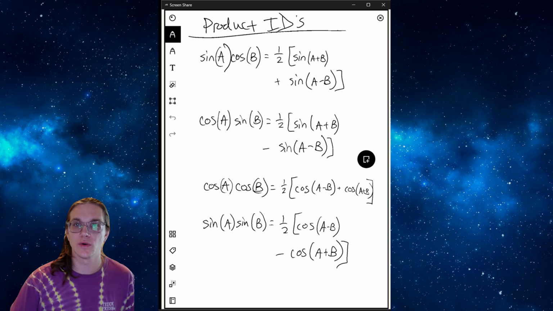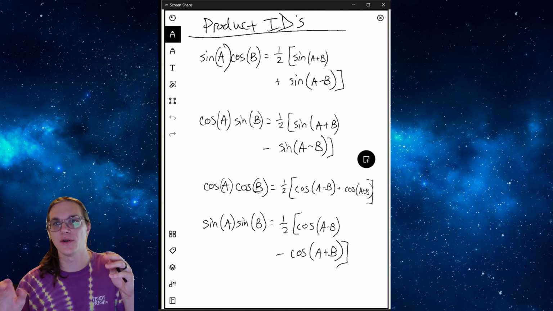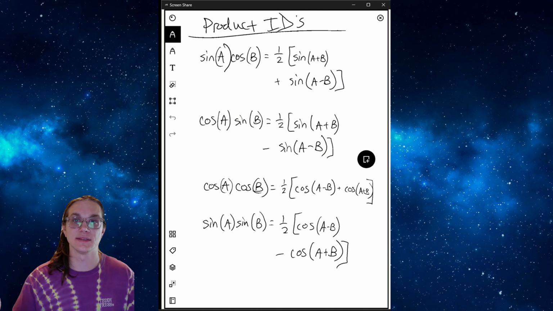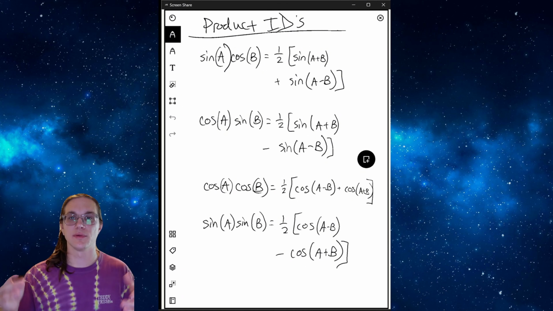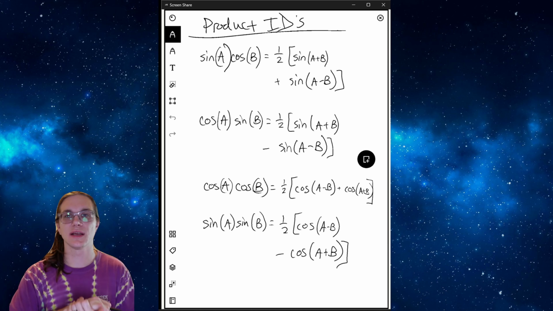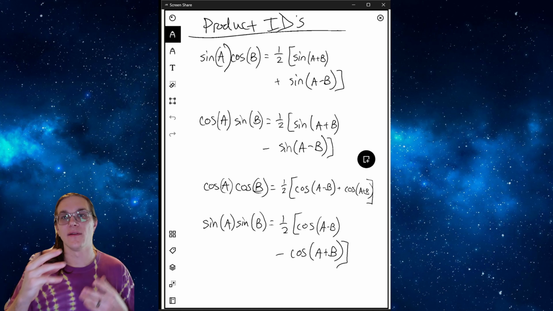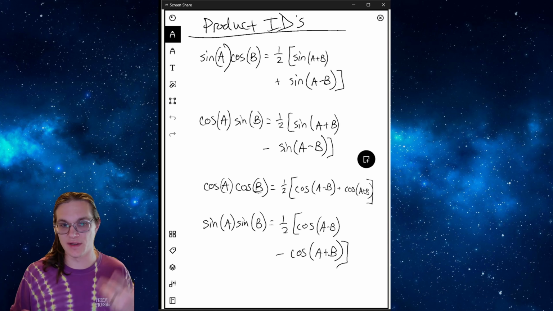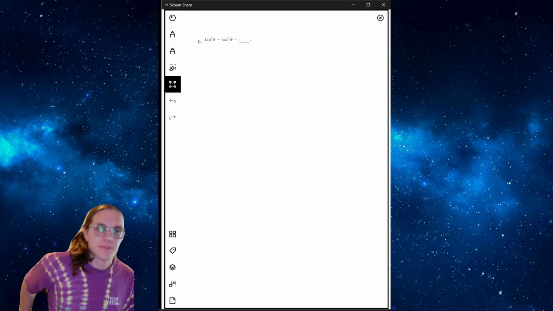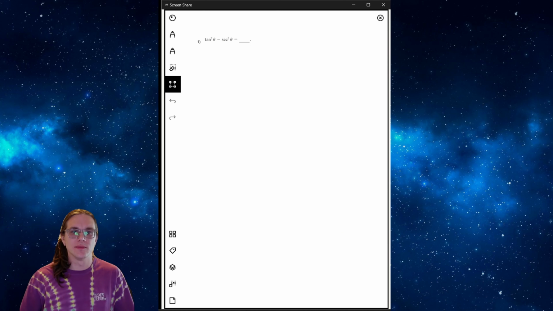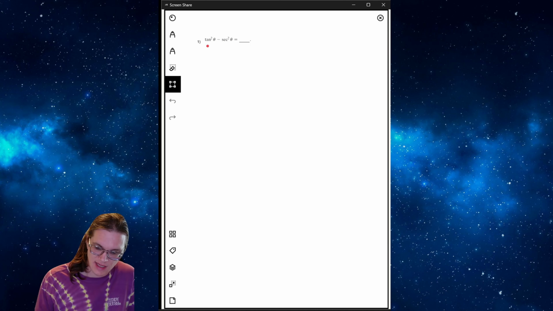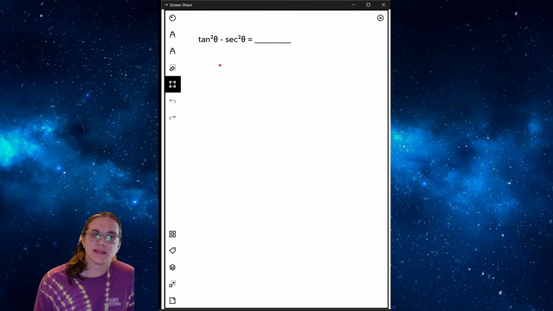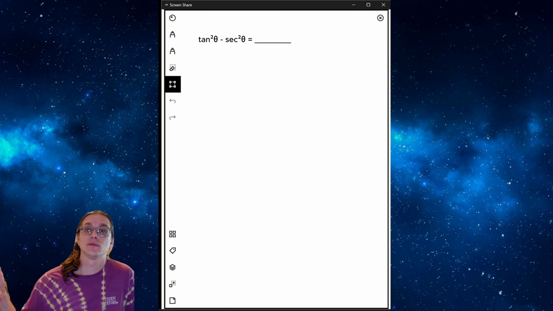So let's go solve some problems and see how they're useful and when I decide that I need them, because I can predict that I'm going to look at the question and try to think, how am I going to solve this? And then this or that identity is going to become relevant at that time. Okay, so we have some problems. Number one, it's just asking tangent squared of theta minus secant squared of theta equals what?